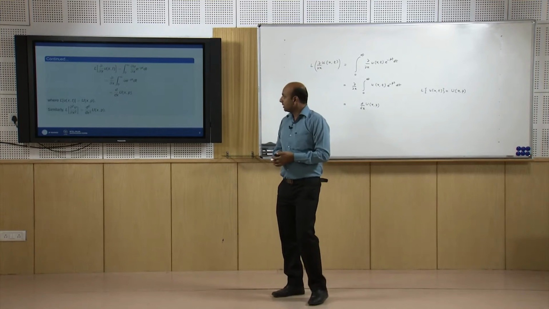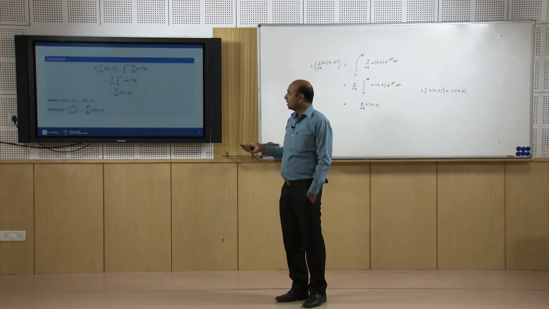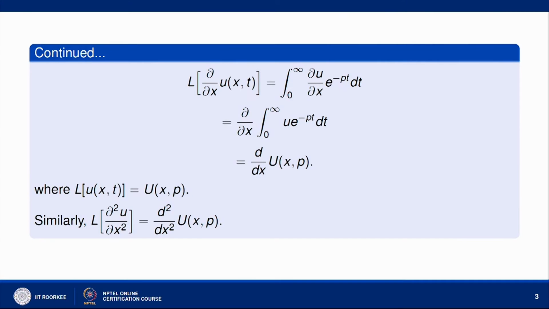Now, similarly, if we find the second partial derivative of u and take the Laplace transform of this, this is nothing but d square by dx square of U(x,p). This can be derived on the same lines.